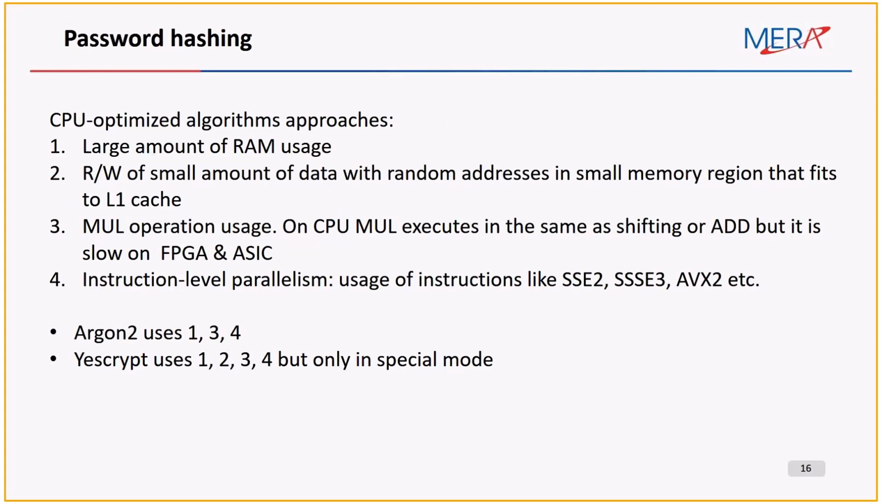On CPU, mul executes in the same time as an add operation, but this operation is unavailable on FPGA. Also, it's good to use instruction level parallelism, using a special set of instructions like SSE2, SSE3, AVX2, and other operations that are available on modern CPUs. So, the password hashing algorithm Argon2 uses the first, second, and fourth approach. The yescrypt password hashing algorithm uses all of these approaches, but only in a special mode.